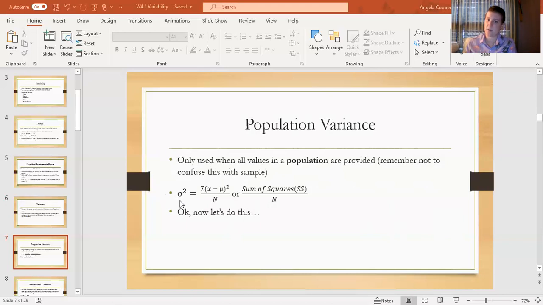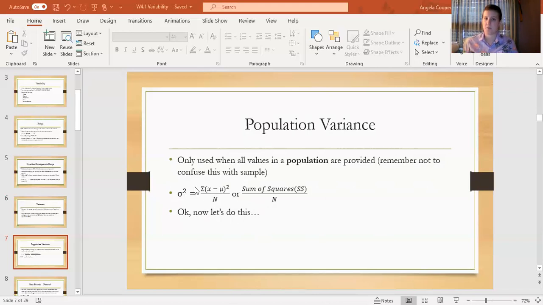You have this sigma, which represents population variance when it's squared. And then we have this sigma, which just represents the summation, the adding it all up, essentially. But what this is saying is, in order to calculate population variance, sigma squared, you need to take each score and subtract it by the mean, the population mean, and square those scores and add them all up and divide by the total number of people in your population.